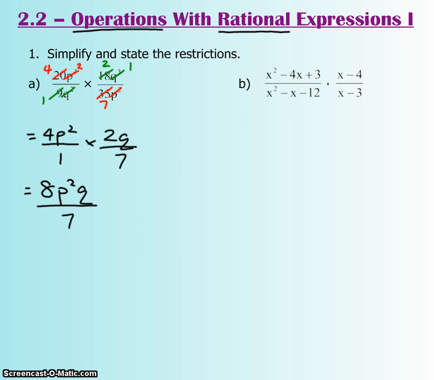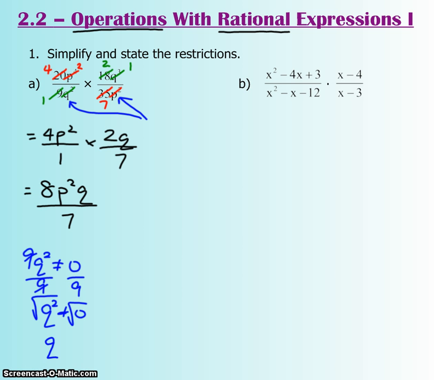Now if we're going to state the restrictions, we want to look for each of the denominators. So these denominators, things were already canceled out, but that's okay. We'll take a look at both of them. 9q squared cannot equal 0. That means that when I divide out the 9, I'm going to get q squared cannot equal 0. Then I'm going to square root, and q cannot equal 0. So that's one restriction. q cannot equal 0.